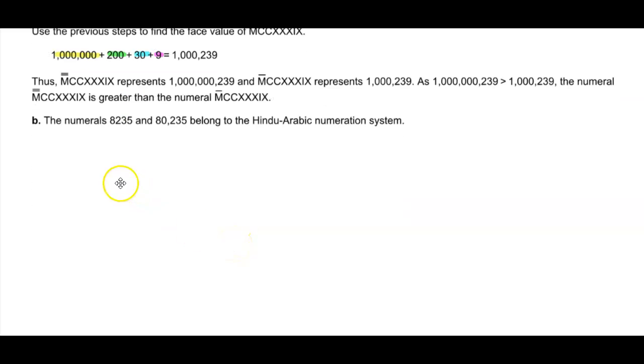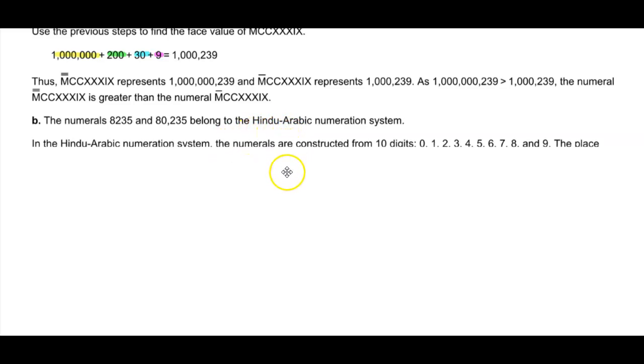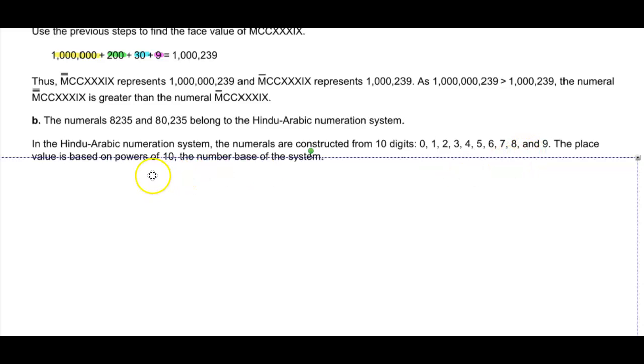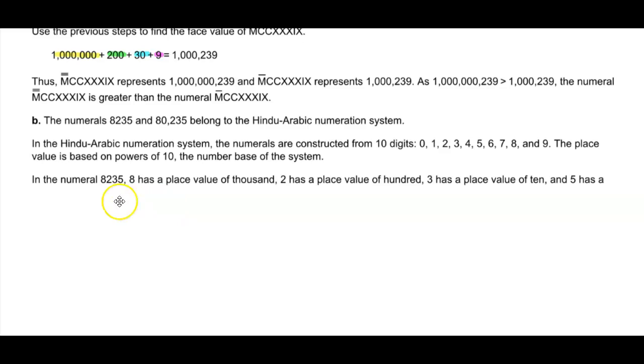Okay, now we want to take a look at B. It says the numerals 8235 and 80,235 belong to the Hindu-Arabic numeration system. Now, in the Hindu-Arabic numeration system, the numerals are constructed from 10 digits. You have 0, 1, 2, 3, 4, 5, 6, 7, 8, and 9. Now, the place value is based on powers of 10, the number base of the system. Now, in the numeral 8235, 8 has a place value of 1000.